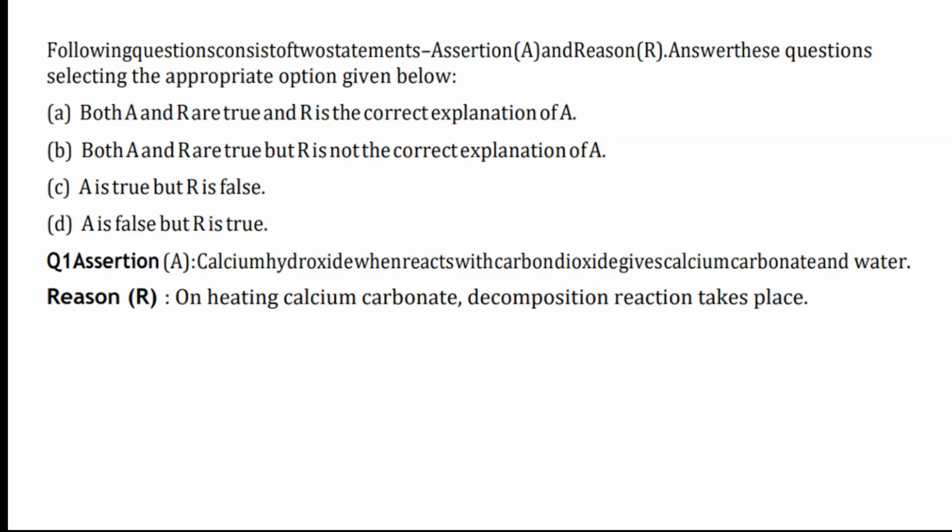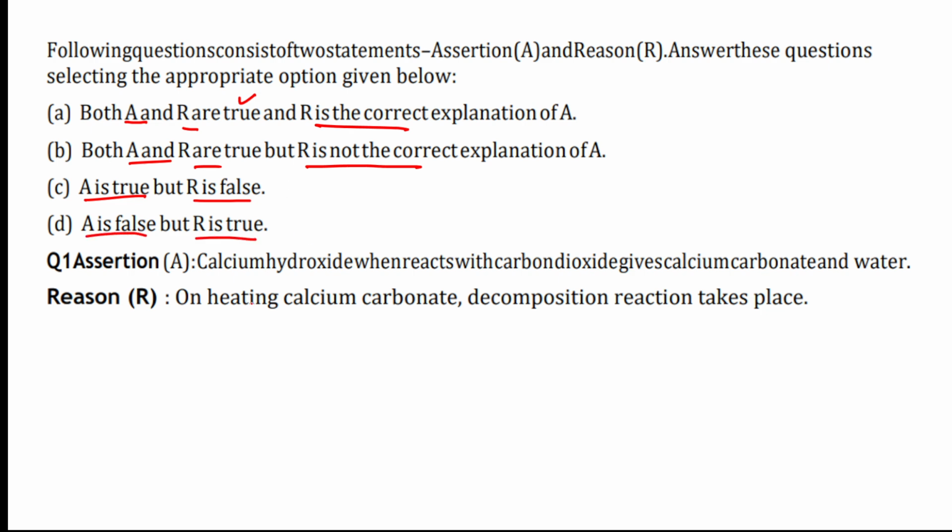And next important thing, using the same, let me write one assertion and reasoning question. Following questions consist of two statements: assertion and reason. Option A, assertion and reason are true and reason is a correct explanation of assertion. Next, assertion and reason are true but reason is not the correct explanation. Third one, assertion is true but reason is false. Assertion is false, reason is true, vice versa.